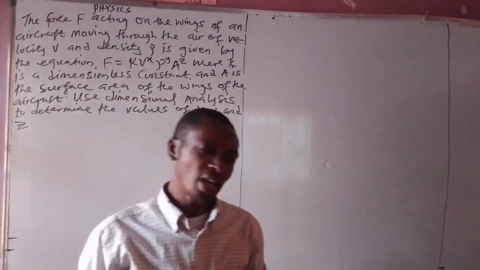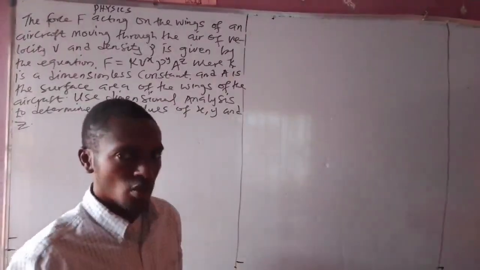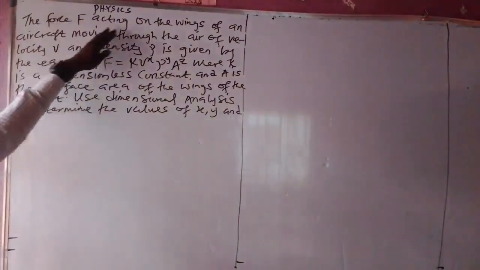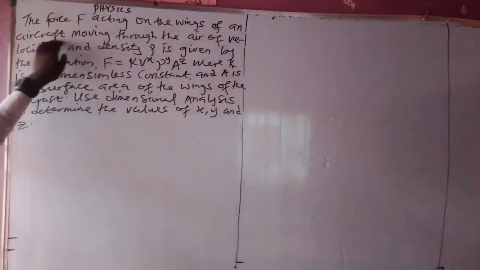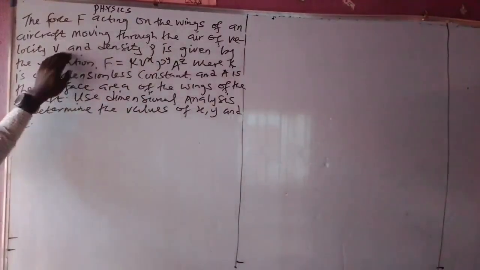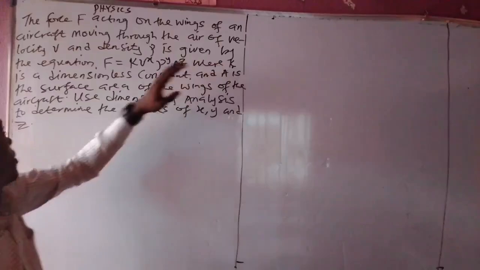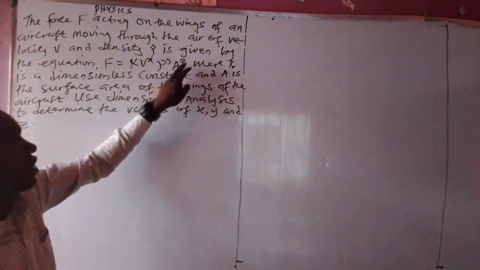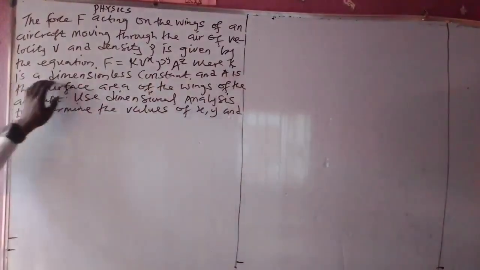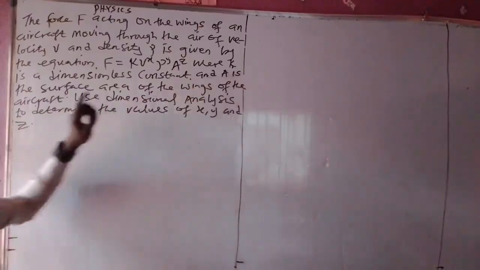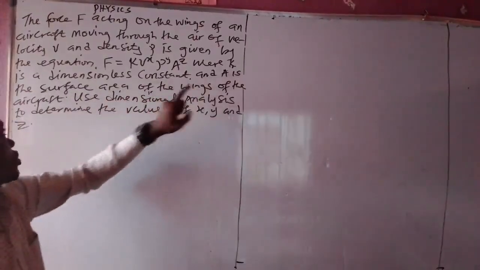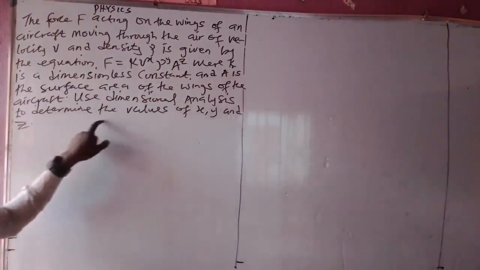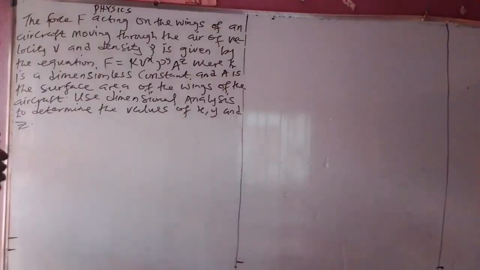This is physics class. We have questions on dimensional analysis. The question has to do with dimension. The question here says the force F acting on the wings of an aircraft moving through the air of velocity v and density rho is given by the equation F equals k v^x rho^y A^z, where k is a dimensionless constant and A is the surface area of the wings of the aircraft. Use dimensional analysis to determine the values of x, y, and z.